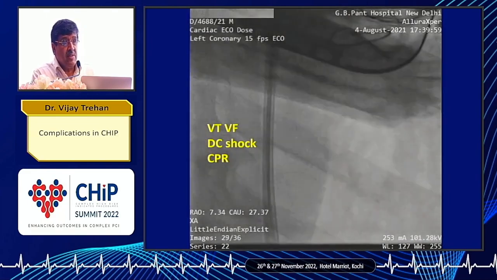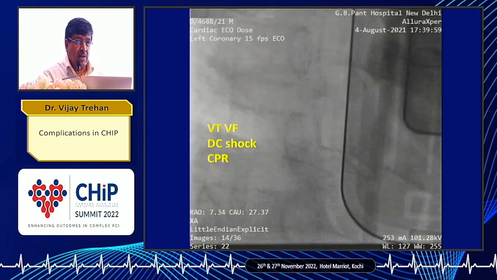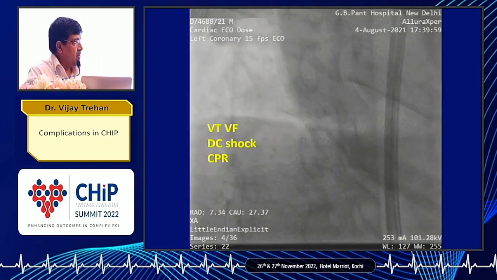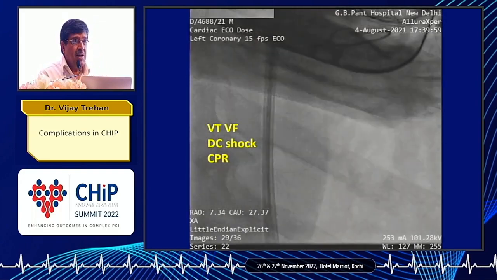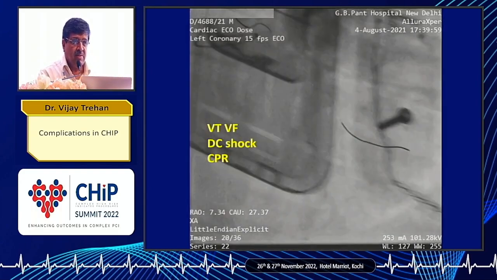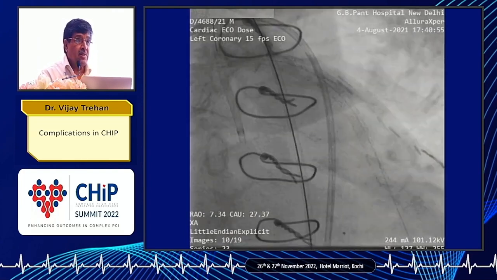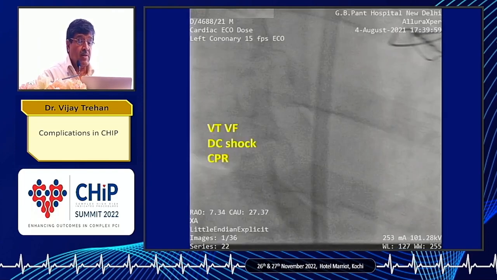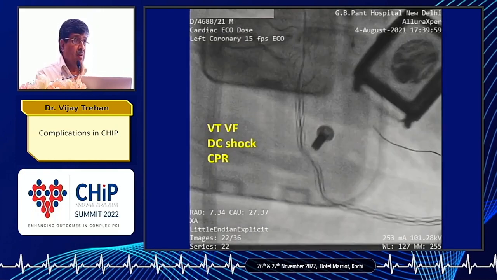And suddenly this happened. Anybody has any guess? I was absolutely clueless as to what caused it. Well, generally the prompt reaction is, sure, go back. Any dissection of osteal circumflex?